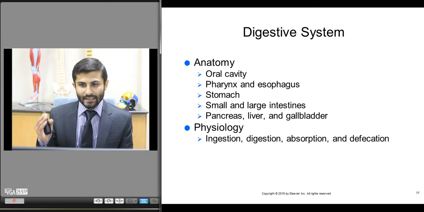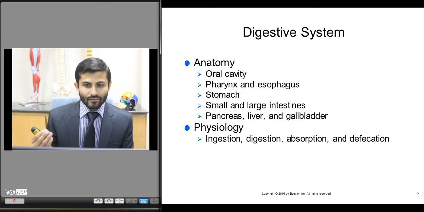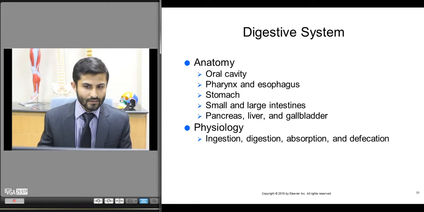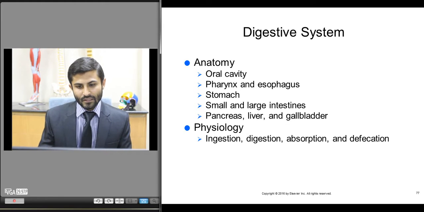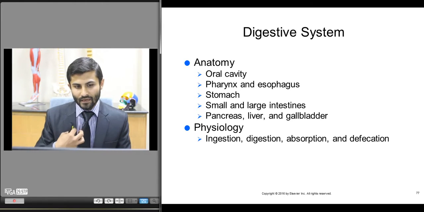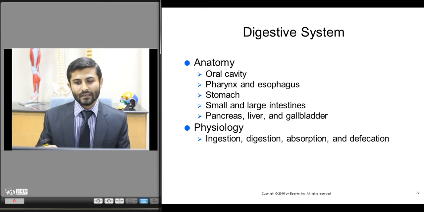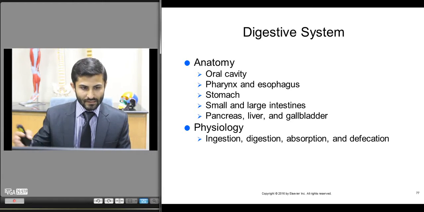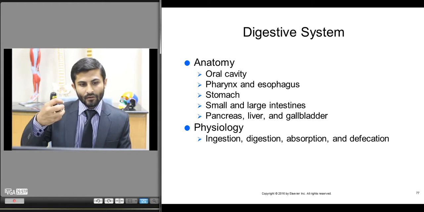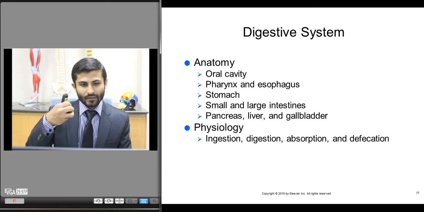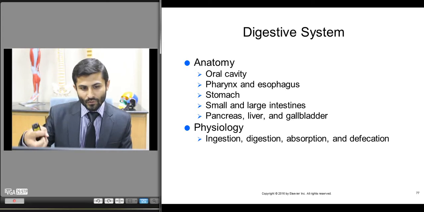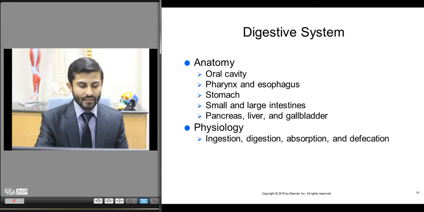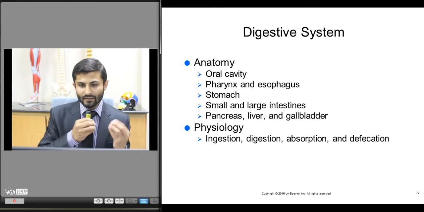Now talking about the digestive system. Anatomically, we have the oral cavity, the pharynx and esophagus, stomach, small and large intestines, pancreas, liver and gallbladder. But physiologically, ingestion is taking up of the food substance, digestion, breaking up into small pieces, absorption, the core or the real element of energy is being taken up from the food to the body, and defecation, definitely the waste products or the fecal matter is being defecated.